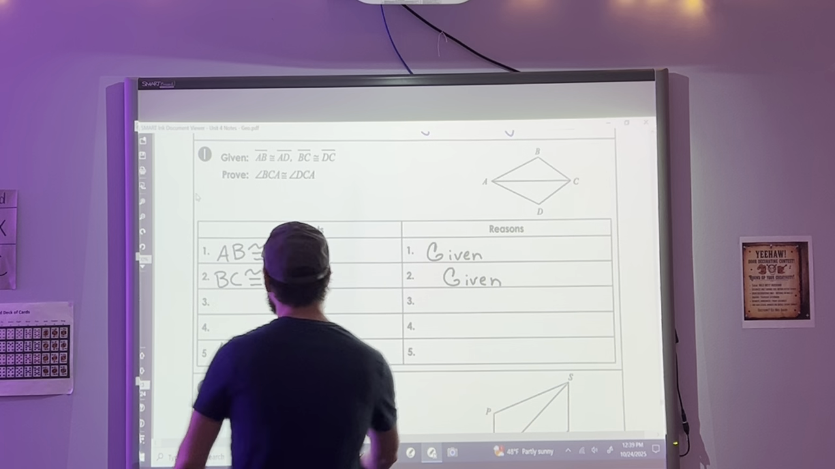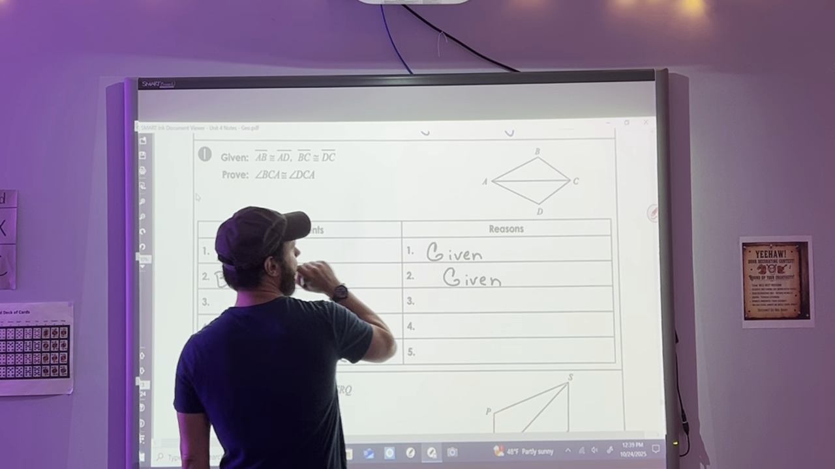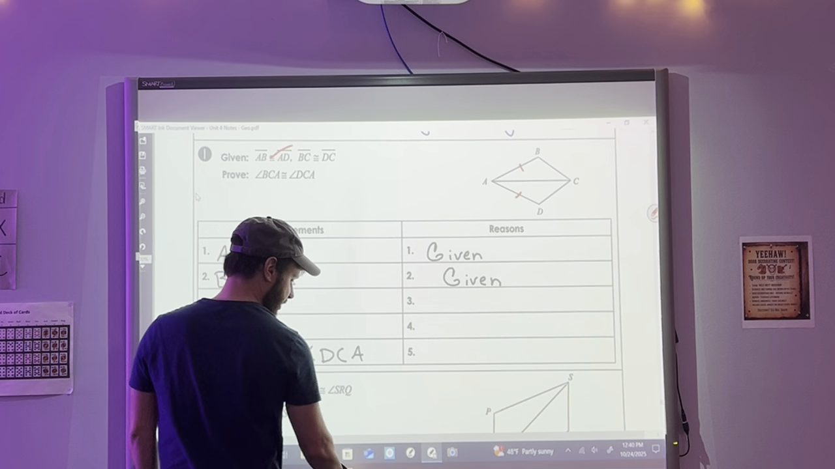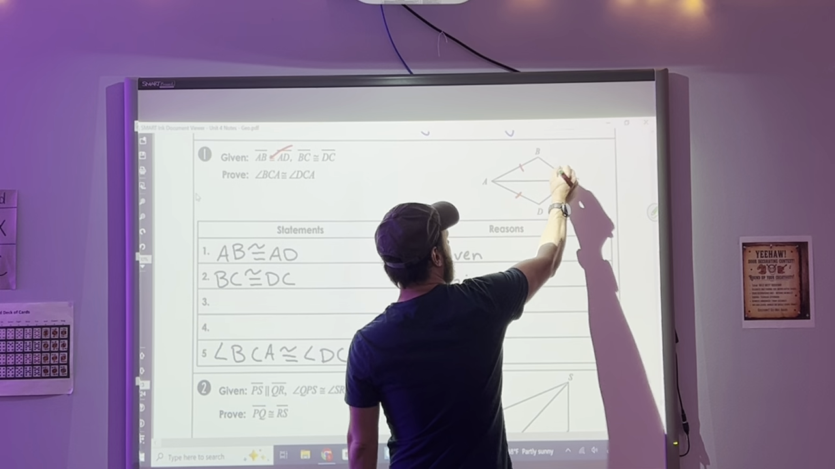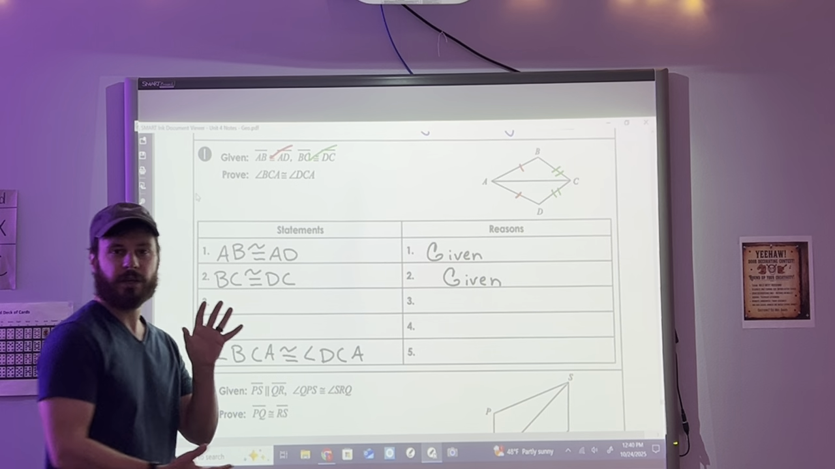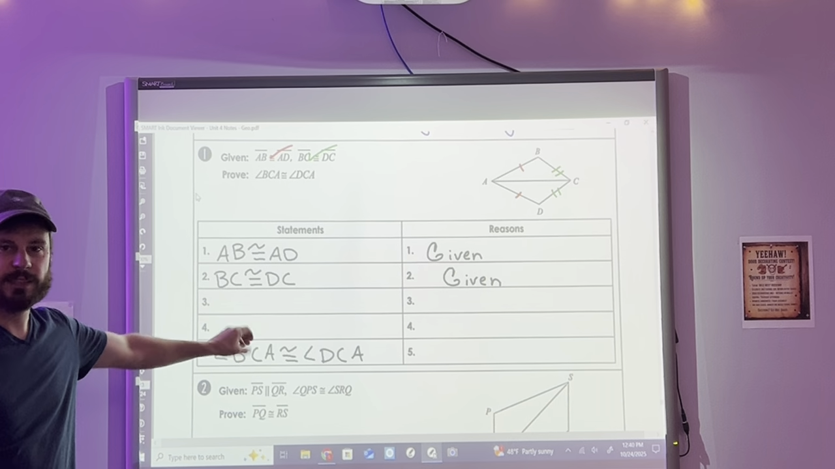Let's label the picture. It says that AB is congruent to AD. Boom, boom. It says that BC is congruent to DC. Boom, boom, boom, boom. Okay. All right, so I've labeled it. I've got my free points.